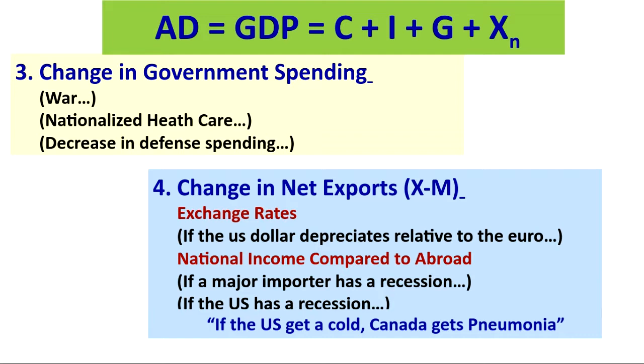Okay. On the other side, let's say that we completely cancel Obamacare, we cancel Medicare, we cancel any sort of nationalized health care, and the government stops spending. Well, that decrease in government spending means that we're not putting money out there in the economy, which is a decrease in aggregate demand.